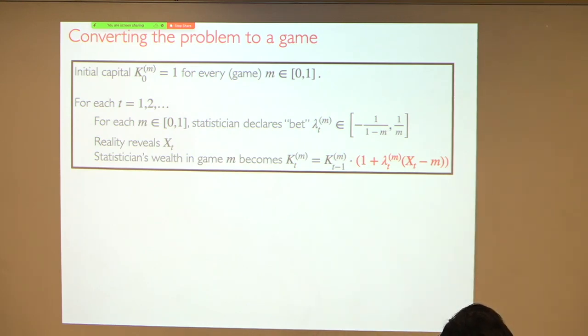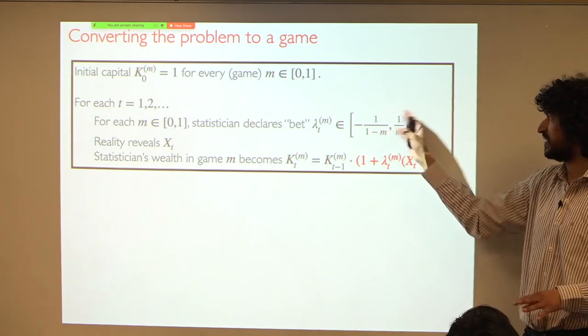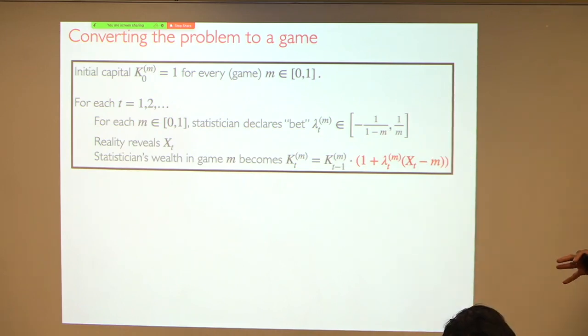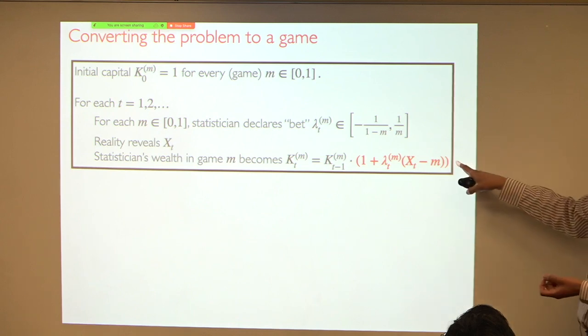At each time from 1, 2 onwards, this is what you do. The statistician is going to declare, in every game, a bet. And this bet is something in some range. You should think of this as -1 to 1 for simplicity, but I'll tell you why this weird range comes up. It's very simple, but anyway, you declare a bet, let's say in -1 to 1, and in every game, reality reveals xt, and then your wealth in the mth game gets updated in the following manner.